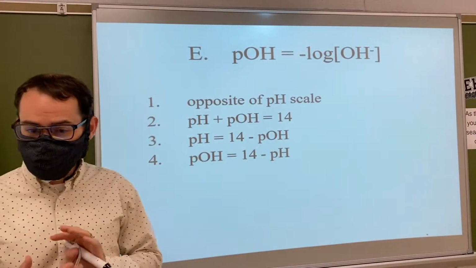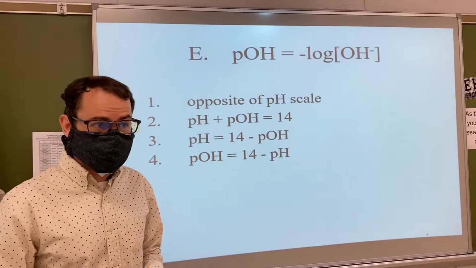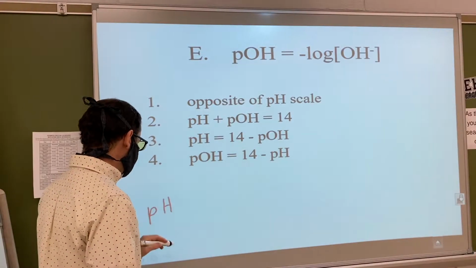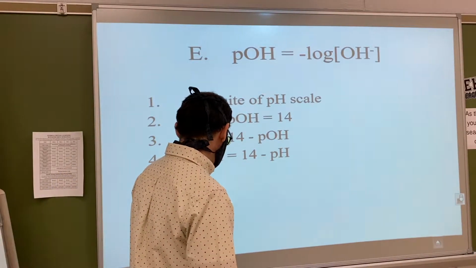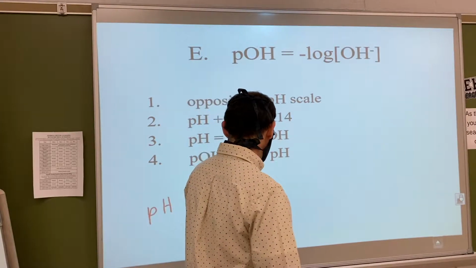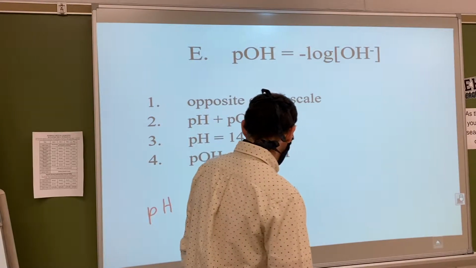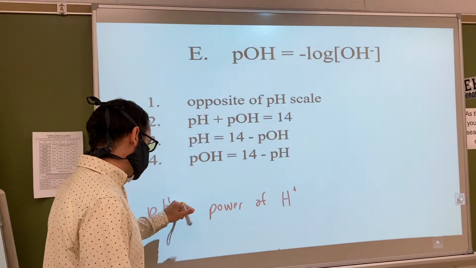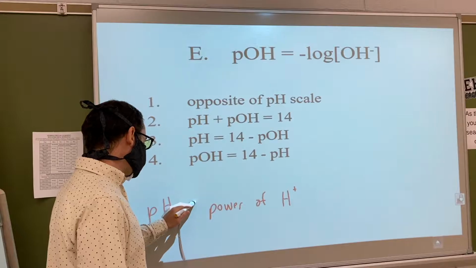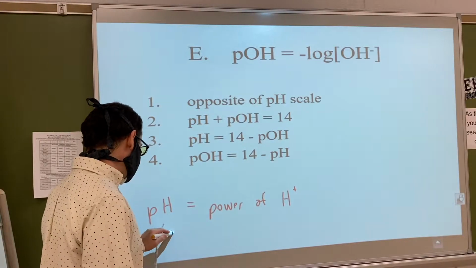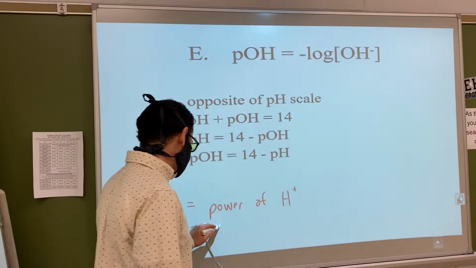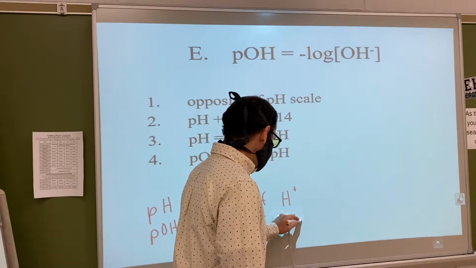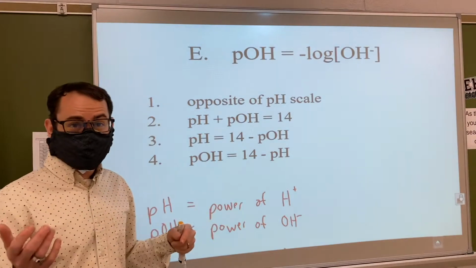So just like the pH scale, there's a pOH scale as well. And pH stands for the power of hydrogen. That's why we're using exponents with this, the power of hydrogen, how strong the hydrogen is. And so the pOH scale is just looking at the power of OH minus. So it's really the opposite of this.